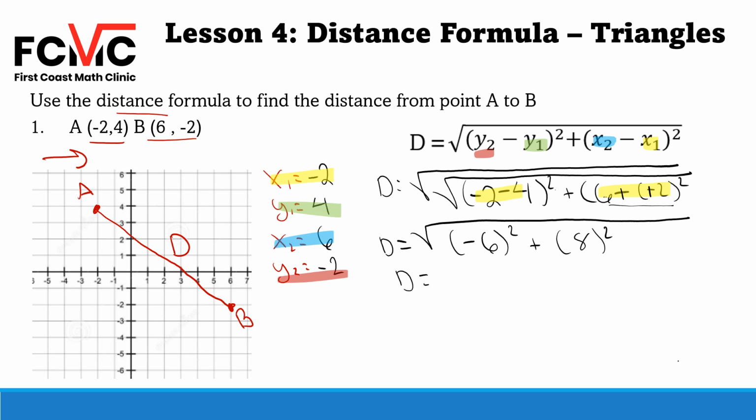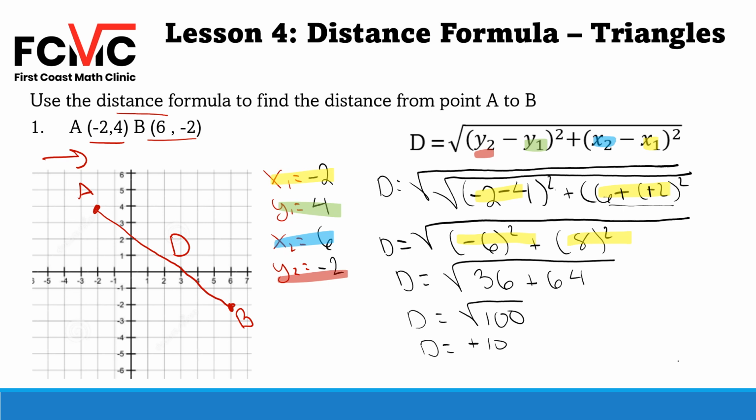Now we can square -6 squared, 8 squared. -6 squared is 36. 8 squared is 64. Let's add them up. We get 100. And the square root of 100 is going to be +10 and -10.